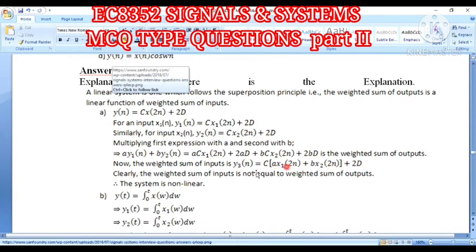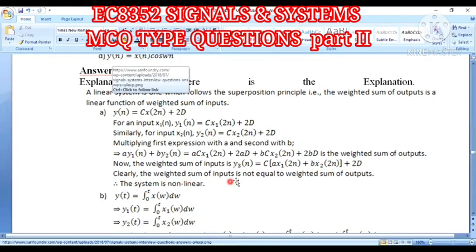Okay, now I add these two. Then the weighted sum of the input, that is y3 of n, equal to the weighted sum of the input. It means I just combine this input, c into the first term with weight a. I will take c outside as a common factor, because a into x1 of 2n plus b into x2 of 2n, and here also 2d, here also 2d. This is the combination of these two, the weighted sum of the input.